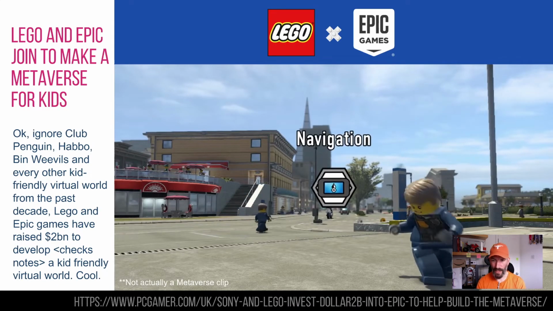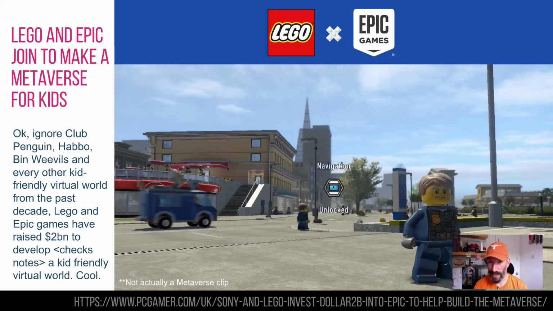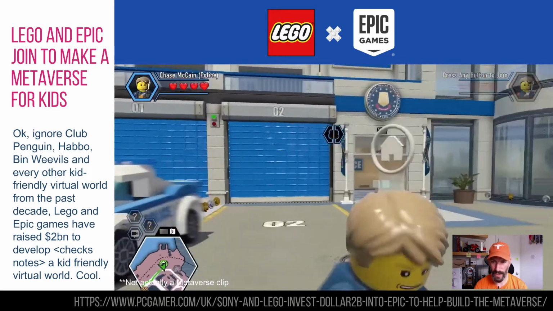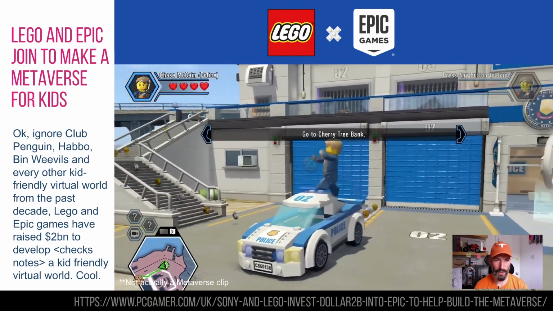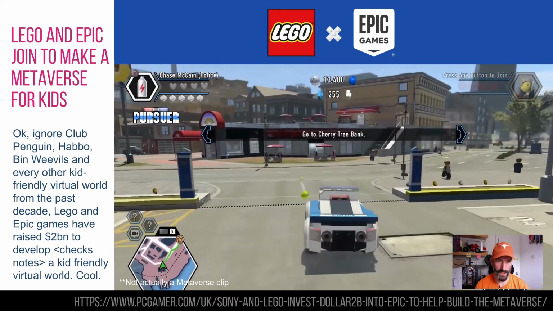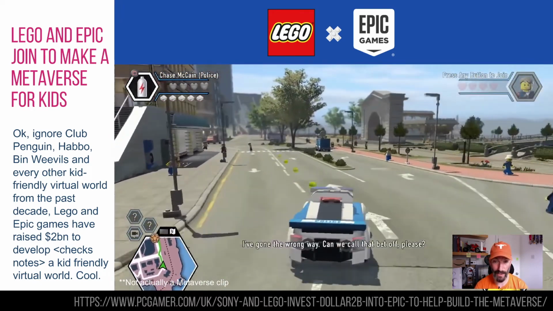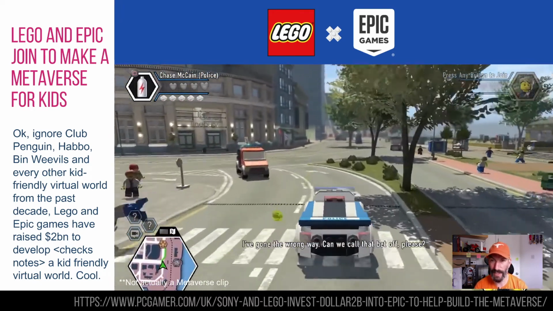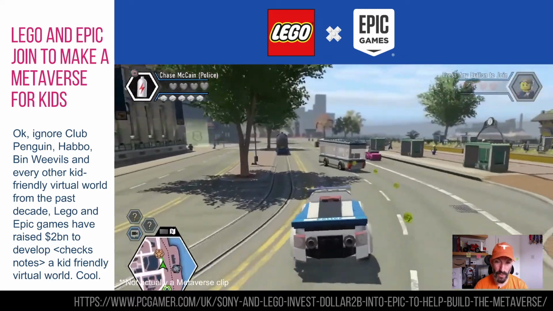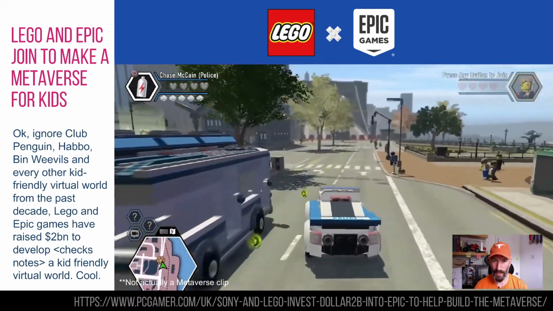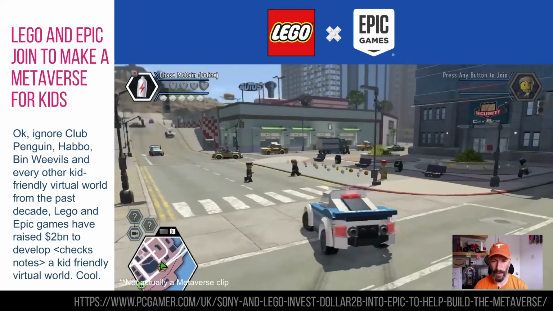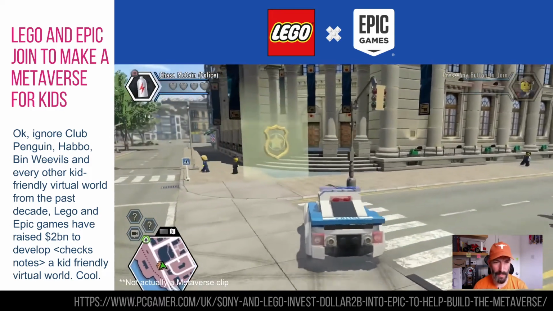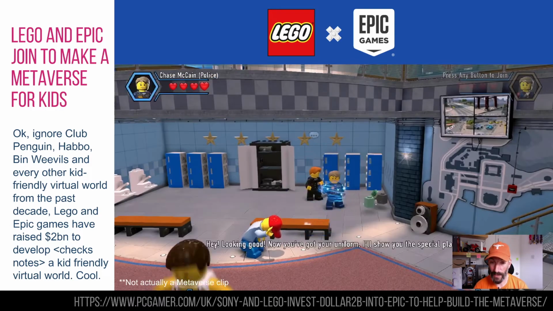Lego and Epic have teamed up, or are teaming up, to create what they call the kid-friendly Metaverse. We don't know what this will be. This is actually just one of the previous games I've screenshotted here just to give you an idea of what it could look like, I guess. However, they put $2 billion into this partnership, partly funded by Sony, who obviously are a part of Epic. Yeah, so what does this mean?